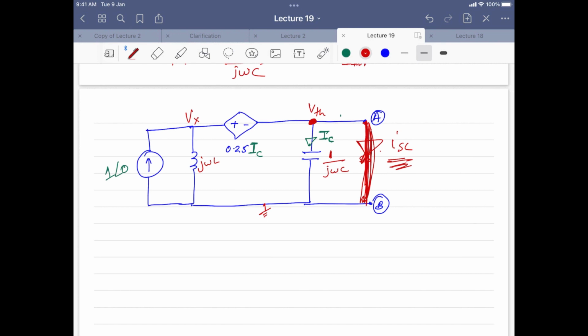Why is it zero? It will be 0, because VTH will be ground. VTH would be ground, and ground is ground. Yes, 0, sir. Correct. VTH is ground here.